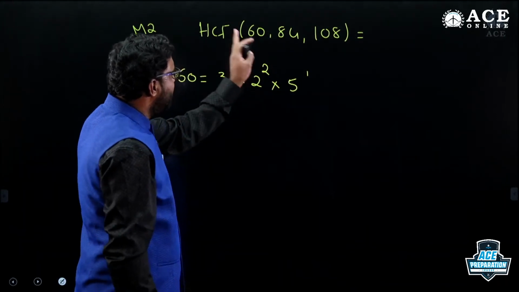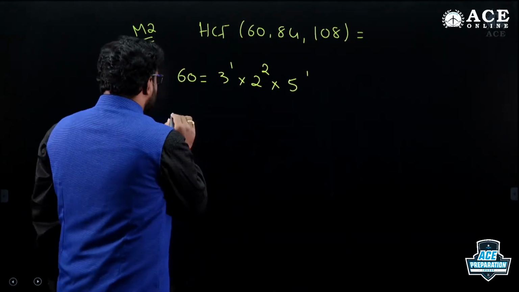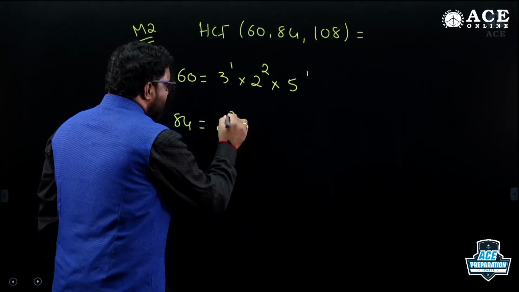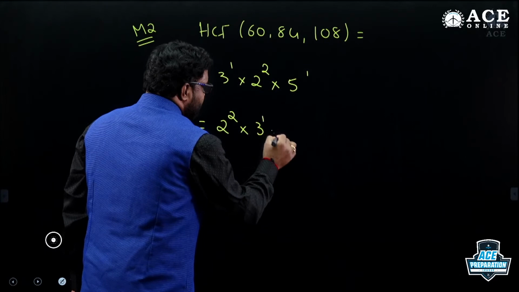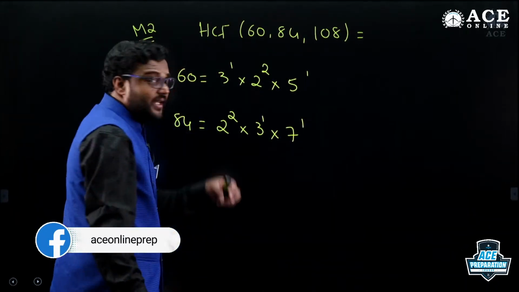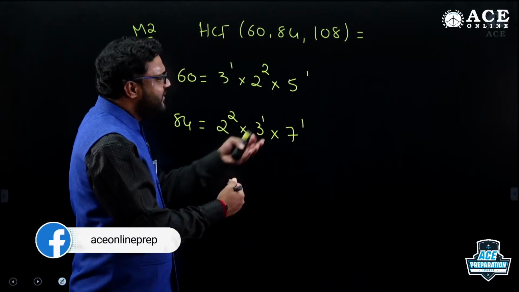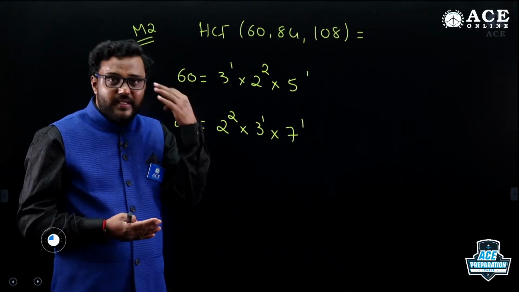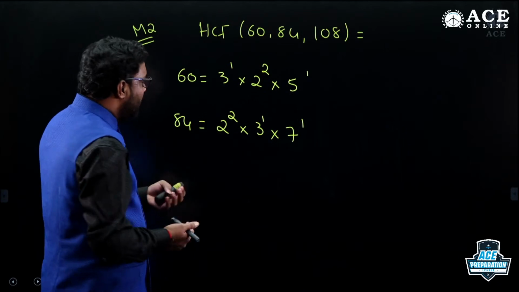Okay, so 12 into 5, 60. 84, 4 into 21, 4 means 2 square. 21 can be written as 3 into 7. Okay, those calculations you should do in your mind, my dear friends. Doing everything on paper will take more time. It will kill your time in the exam. So just do some calculation in your mind.